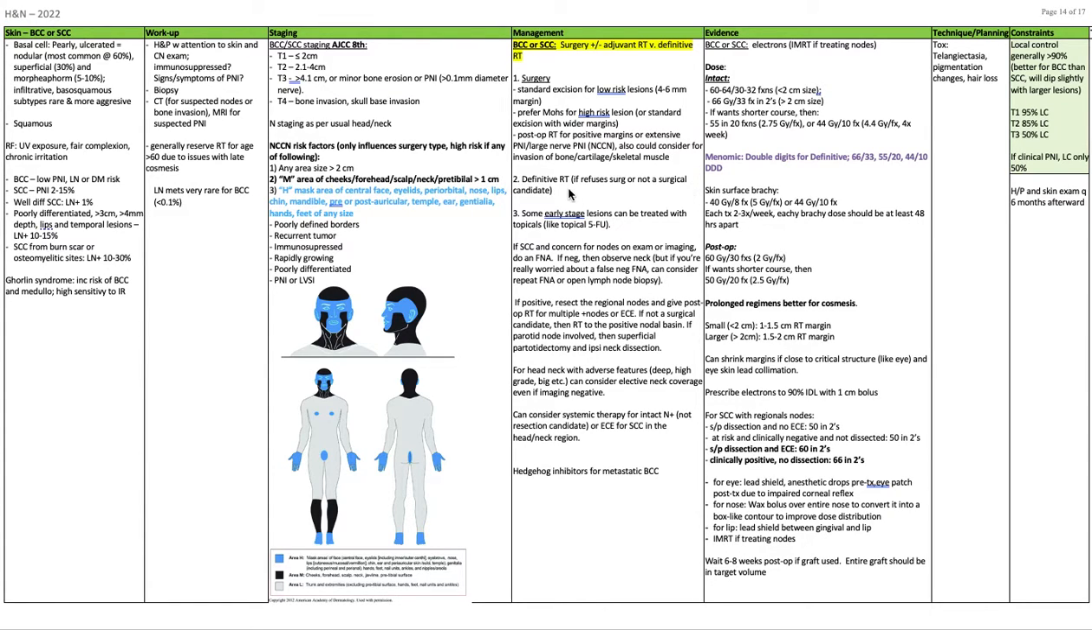Definitive radiation can be done if the patient refuses surgery or is not a surgical candidate. Some early stage lesions can be treated topically with 5-FU or imiquimod. If a patient has a squamous cell and there's concern for nodes on exam or imaging, you do an FNA.